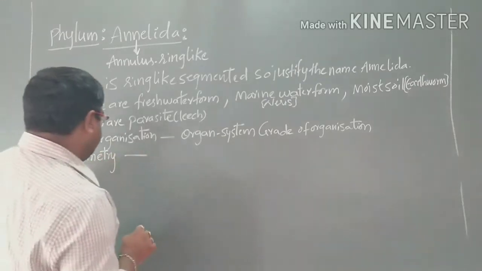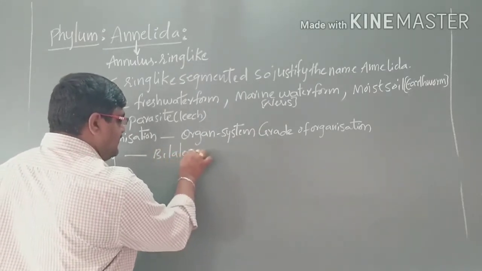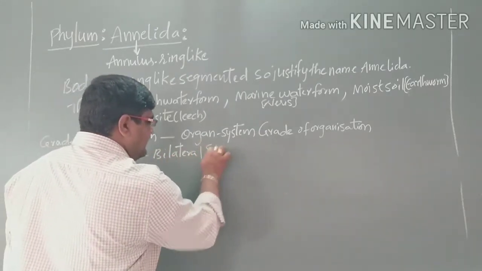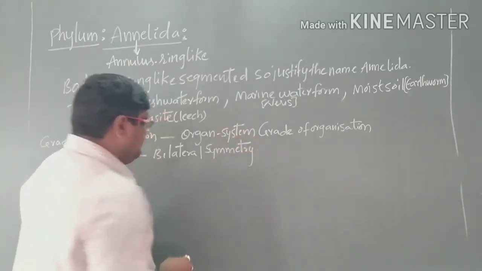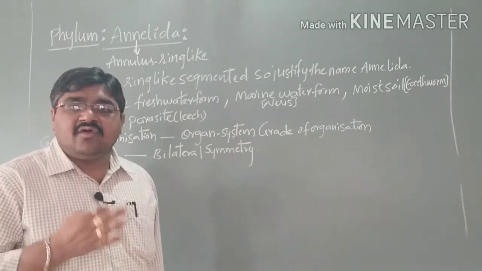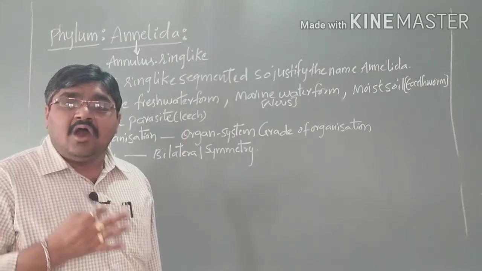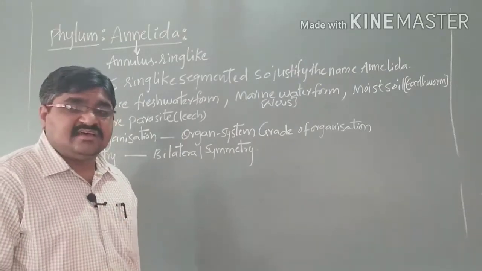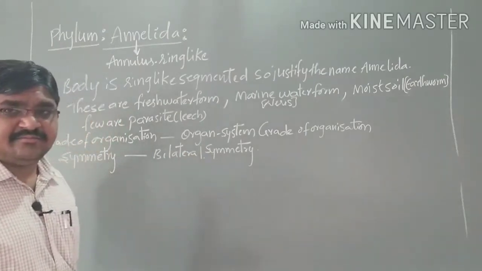And here, symmetry. Which symmetry? It shows bilateral symmetry, that is, when you cut the organism in only one vertical plane, two identical halves are produced. Such type of symmetry we call bilateral symmetry.